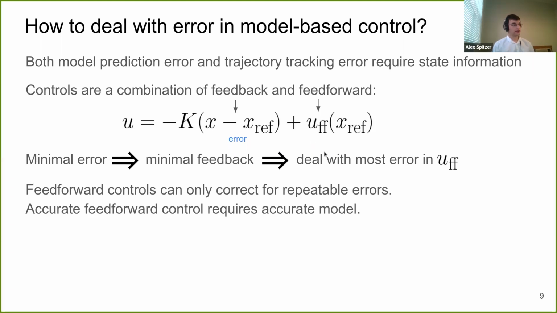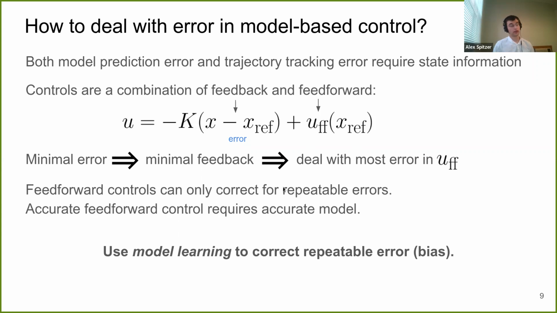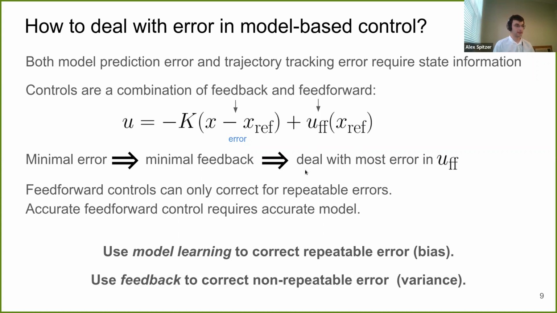But in order to get accurate feed forward control, this requires an accurate model of the system. Again, the concept is if you can predict well, you can control well. So what we're going to do is use model learning to correct this repeatable error, or bias. And we're going to leave feedback to correct any of the non-repeatable error arising from stochasticity or things that you just don't expect. We refer to that as variance.